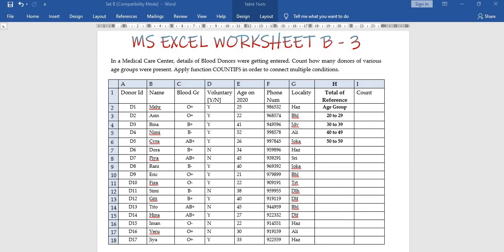Now, in order to do that, there is a function which is called COUNTIFS. That means you cannot fix it with only one condition, you need two conditions, like greater than or equal to 20 and less than or equal to 29. So that criteria is not a single criteria. So you have to use COUNTIFS. Okay. So in order to do this, count the number of people. Check it out how you will do it, right?